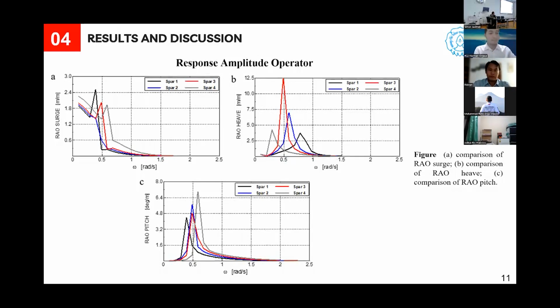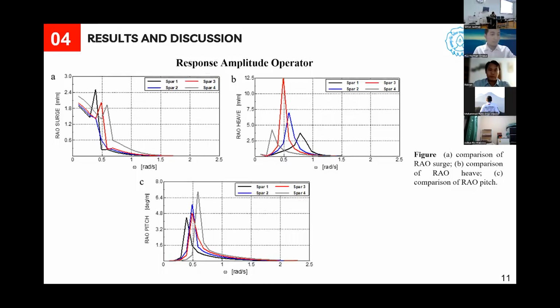In this slide, the motion characteristics due to the influence of changing geometry size are shown. For the RAO surge, figure A indicates that the response peak is caused by the resonant frequency of the pitch response. The motion response of spar 1 looks bigger than the other spars. In fact, the surge response peak is greatly affected by the mooring restoring force and occurs at low frequency. For the pitch response peak, you can see figure C. The peak response occurs in spar 4 due to its lower damping value.